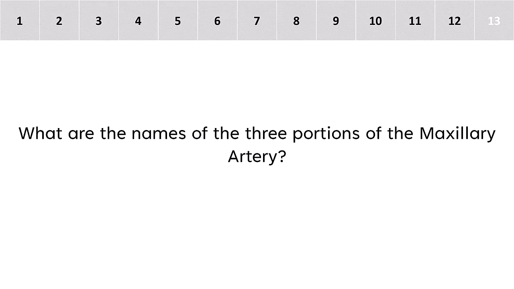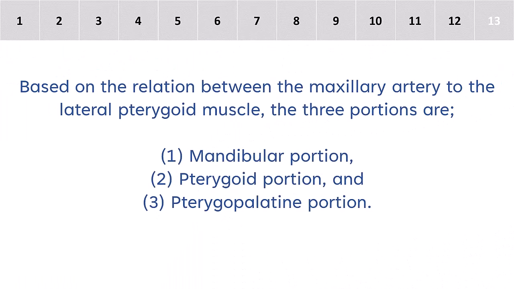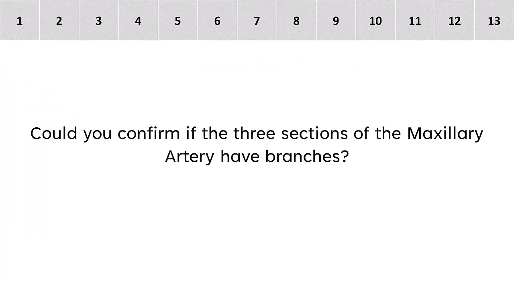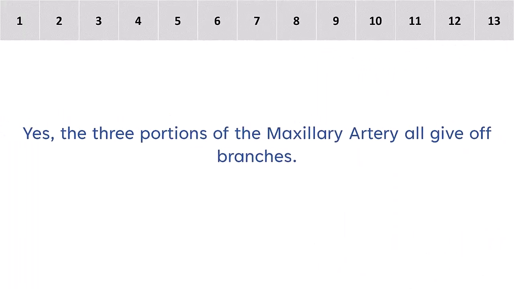What are the names of the three portions of the maxillary artery? Based on the relation between the maxillary artery and the lateral pterygoid muscle, the three portions are the mandibular portion, pterygoid portion, and pterygopalatine portion. Could you confirm if the three sections of the maxillary artery have branches? Yes, the three portions of the maxillary artery all give off branches.